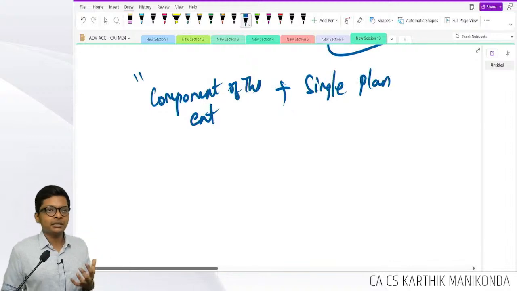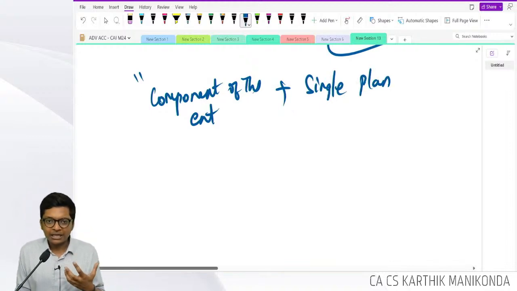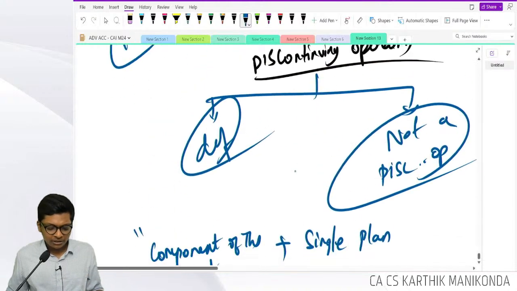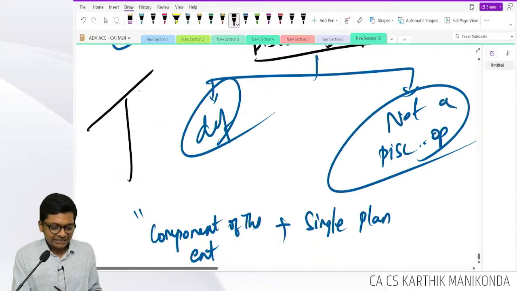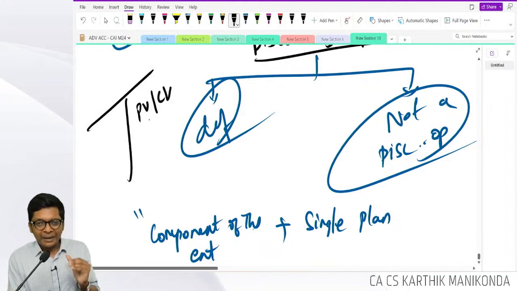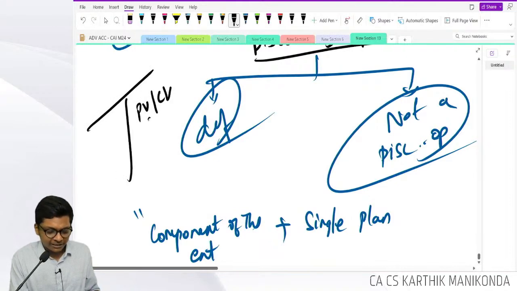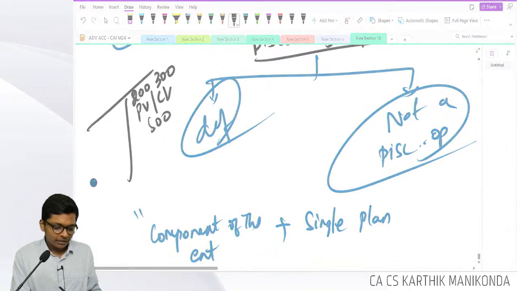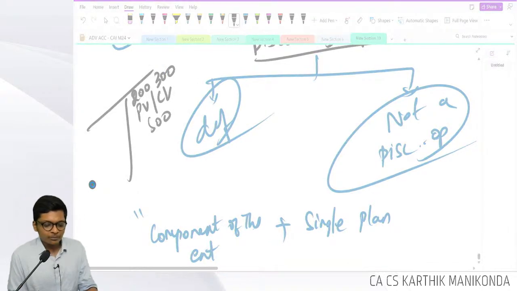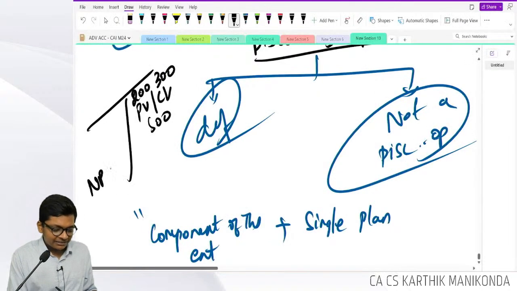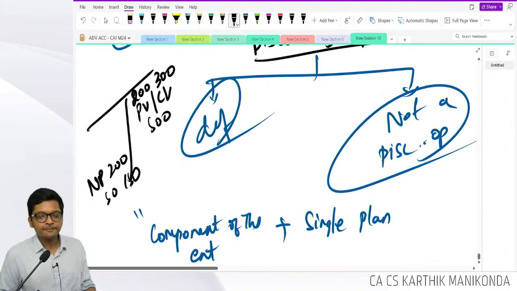Imagine Tata Motors. I'll give a concept why this is important. Tata Motors has passenger vehicles, commercial vehicles. Sales from passenger vehicles and commercial vehicles put together is 500. Breakup is, let's say, passenger 200, commercial 300. Net profit, let us assume the net profit is 200. From passenger vehicles 50, commercial vehicles 150.